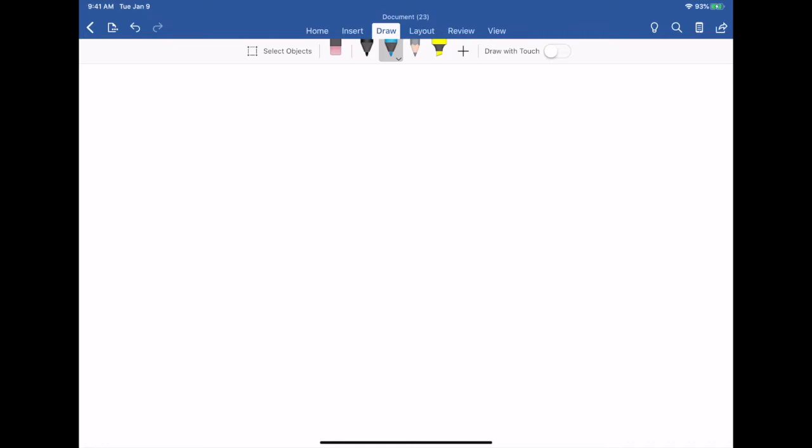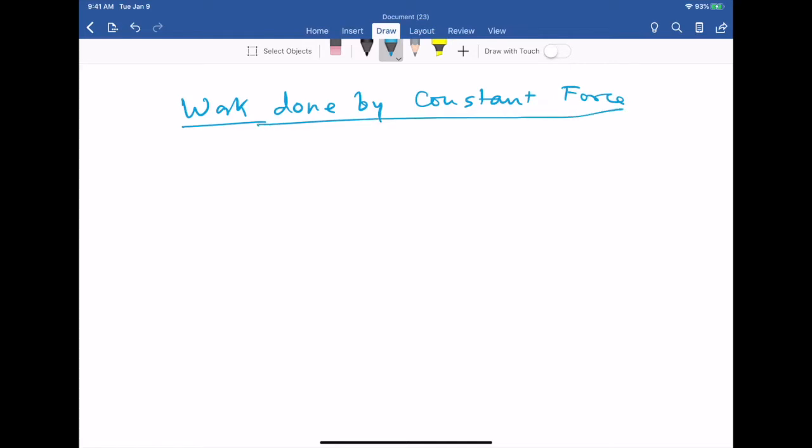So what is work? Suppose, and we are going to talk about the work done by a constant force. So that's the first thing that we're going to discuss. And the definition of work done by a constant force is given on slide 3, which is where I am. Okay, so here's the definition of the work done.